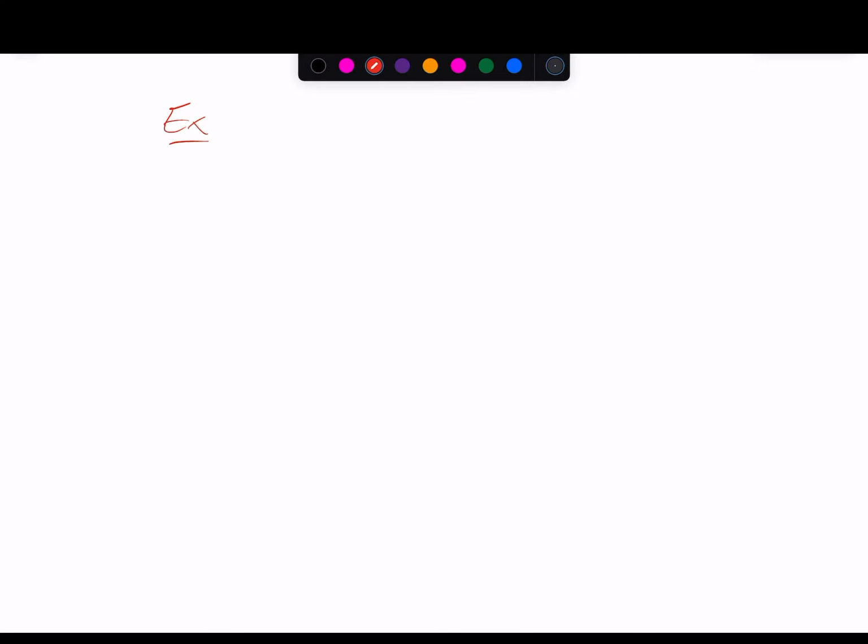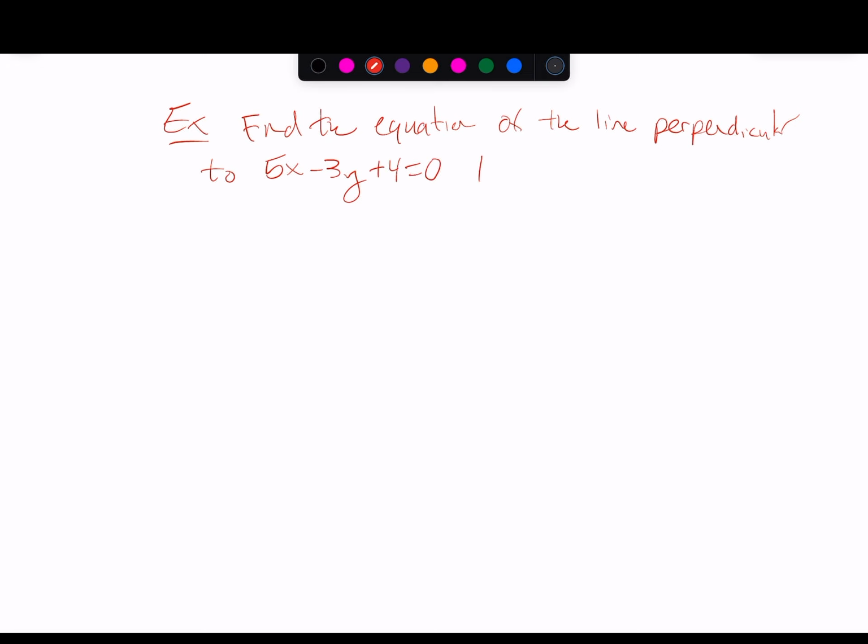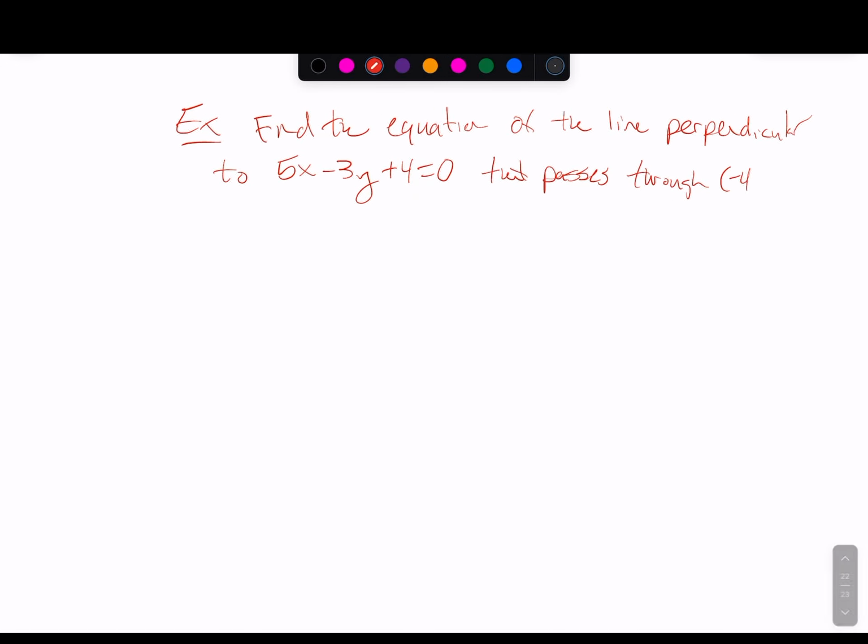So what we want to do now is find the equation of the line perpendicular to 5x minus 3y plus 4 is equal to 0 that passes through negative 4, 1.